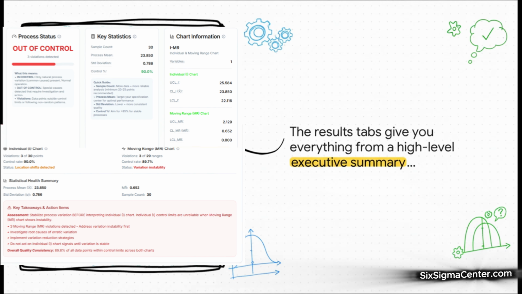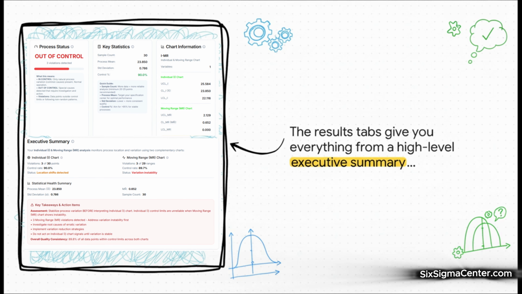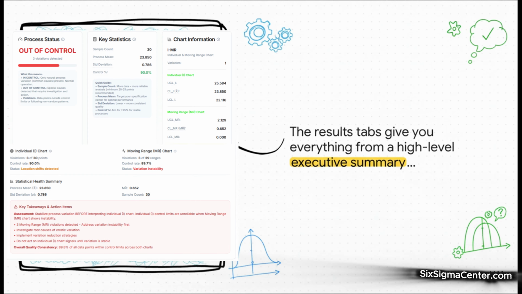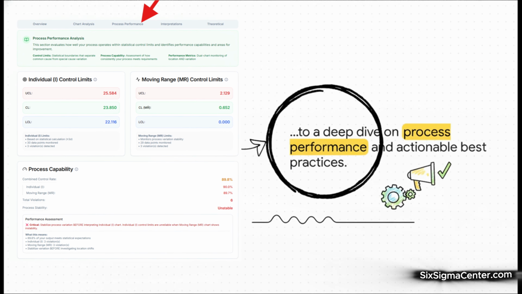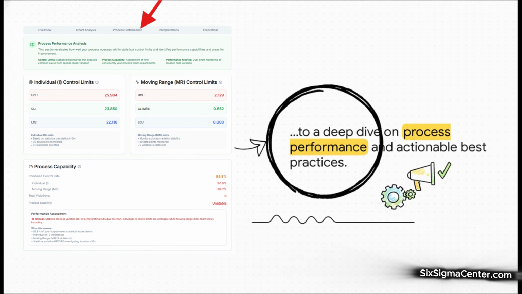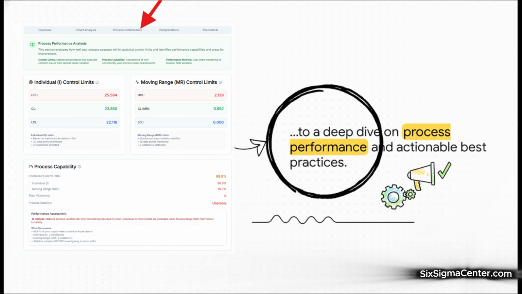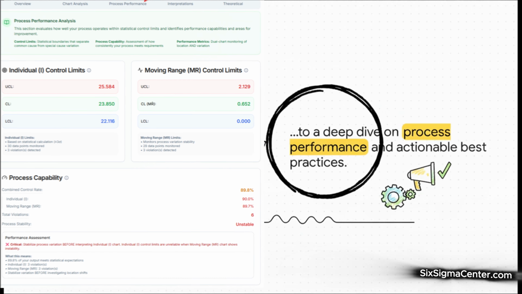Now, the analysis doesn't just stop at the charts, not at all. The results are broken down into different views, starting with this really clean executive summary. It's perfect for quickly getting your stakeholders up to speed on the key takeaways and what needs to be done. And then, for those of you who really need to dig in, other tabs give you a full breakdown of process performance, capability metrics, an analysis of the violations, and even a list of best practices that are tailored to your process. It's incredibly comprehensive.